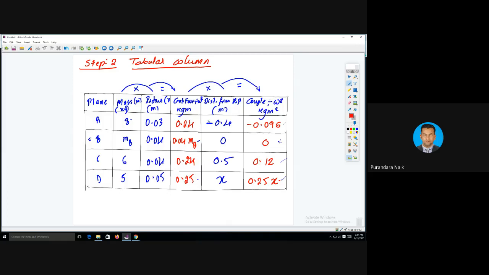See how to convert this one? Sorry, that is wrong. Yeah, 5 centimeter divided by 0.2 into 0.24. That is 6 centimeter. You take 6 centimeter first.